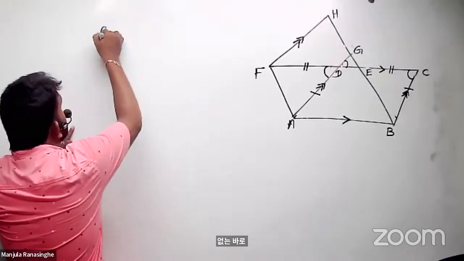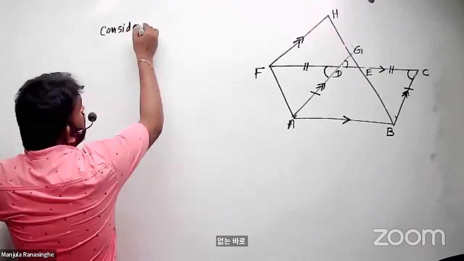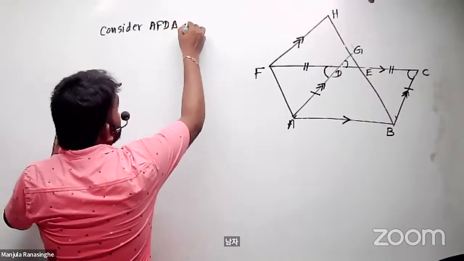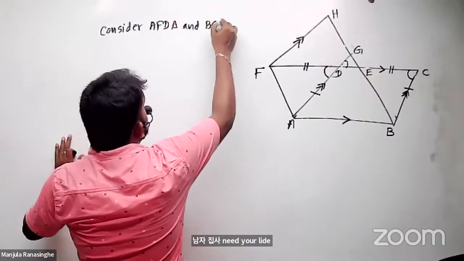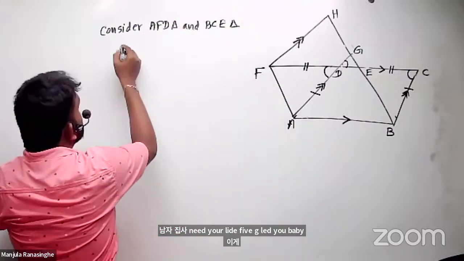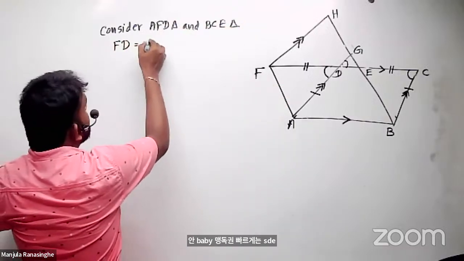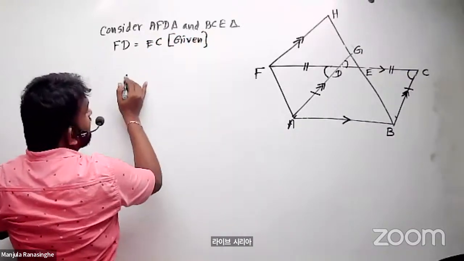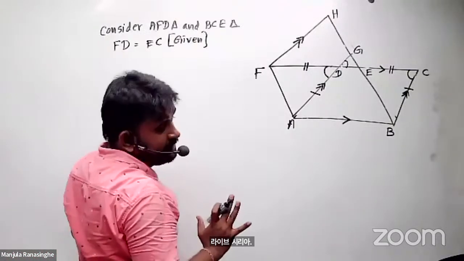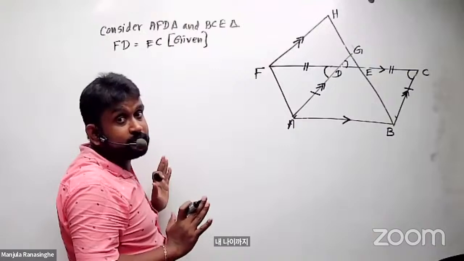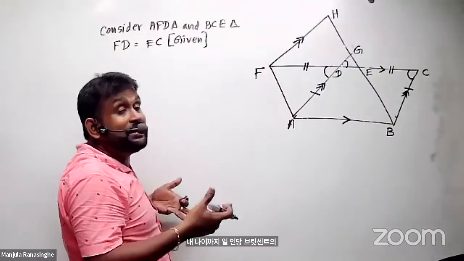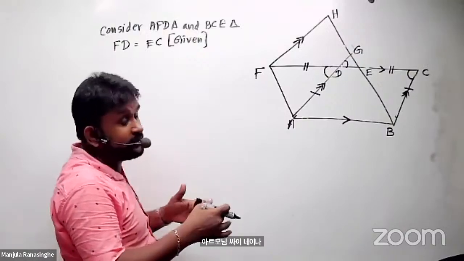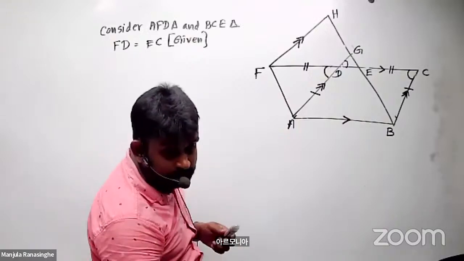Right, so I write: consider triangle AFD and the other triangle BCE. Then the components: FD equals EC. What is the reason given? Right. Then I write the intermediate part in the middle, in the order side, then angle, then side, so we don't get confused. Follow that same order. So now the angle.